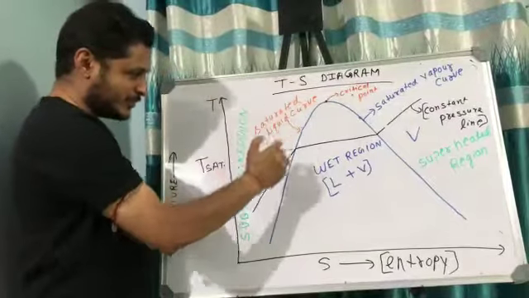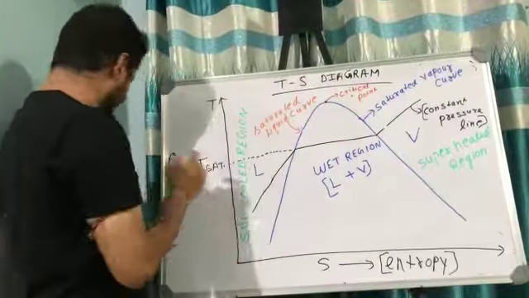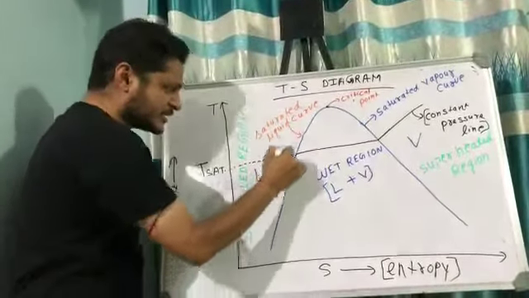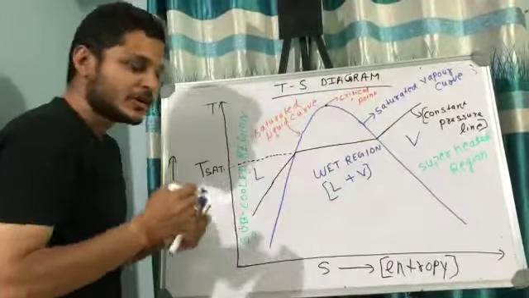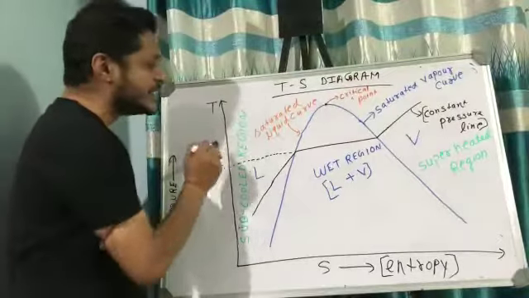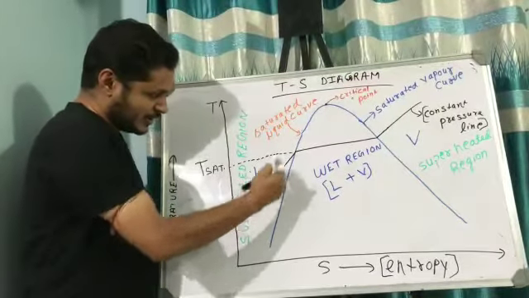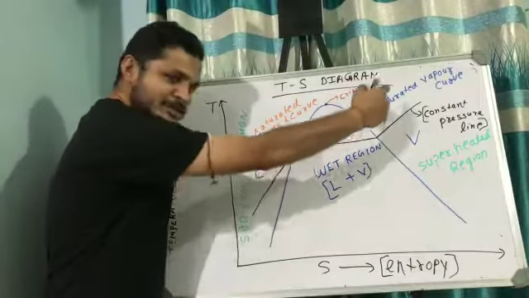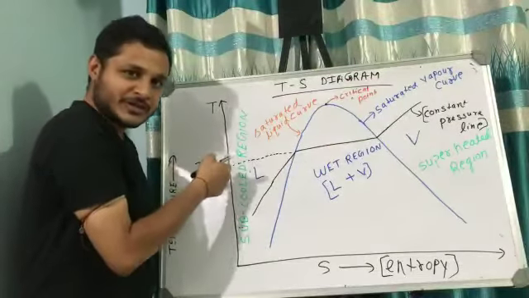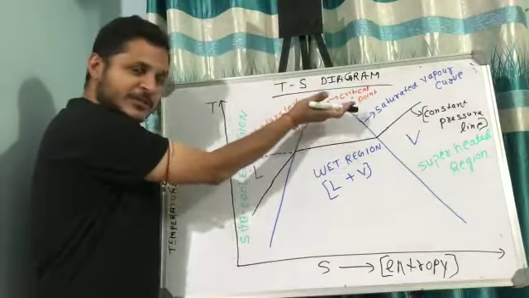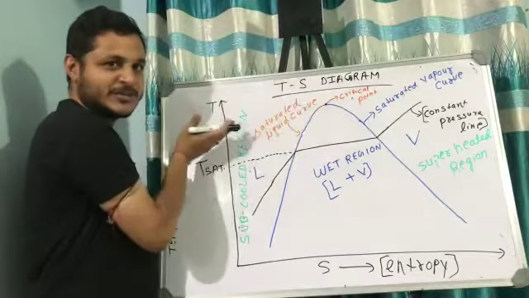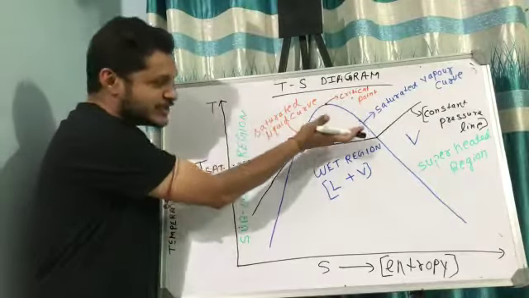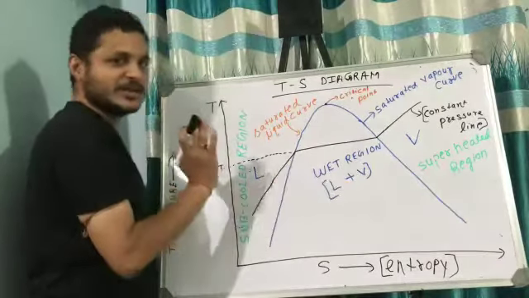So on the TS diagram, the line which I have drawn in black, this black line, is called a constant pressure line. This is the T sat, that means for this particular pressure, this is the saturation temperature. As you increase the pressure, you get a different saturation temperature. As you increase the pressure, T sat will increase. If you decrease the pressure, T sat will decrease.